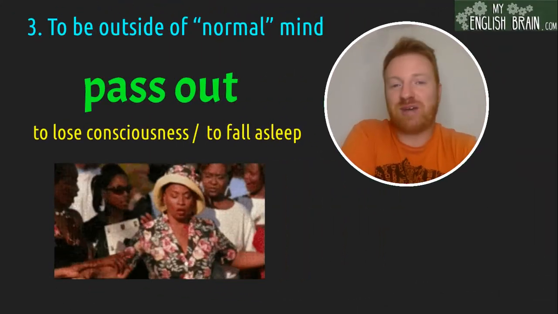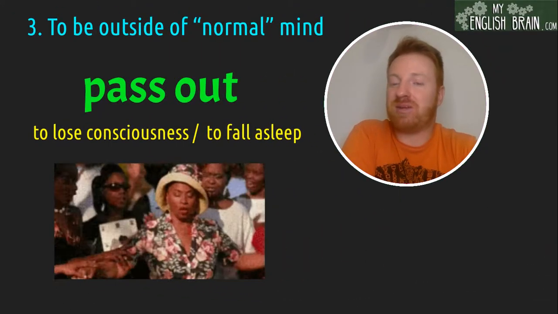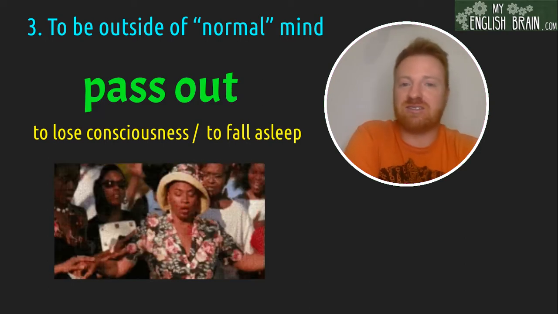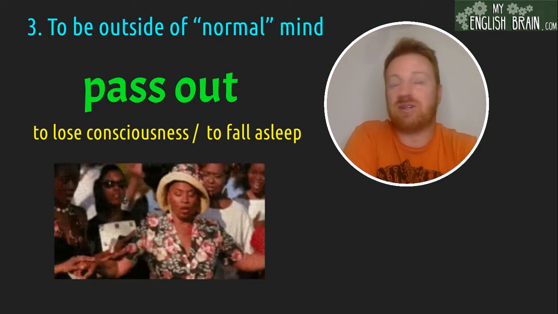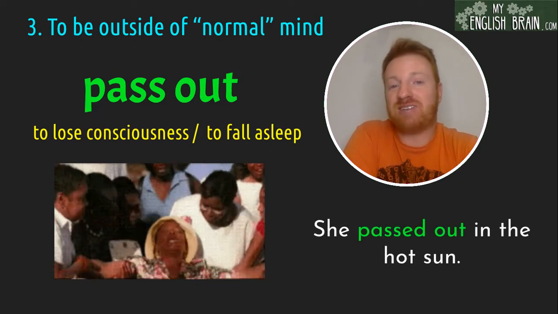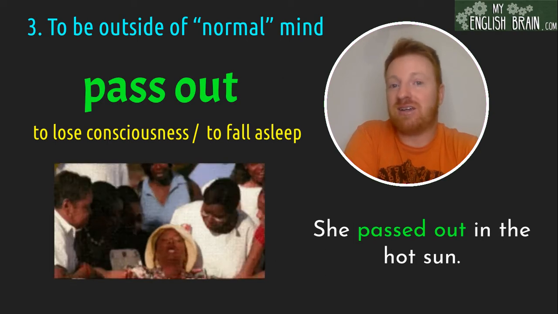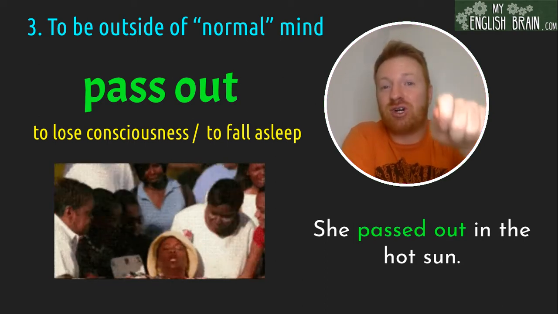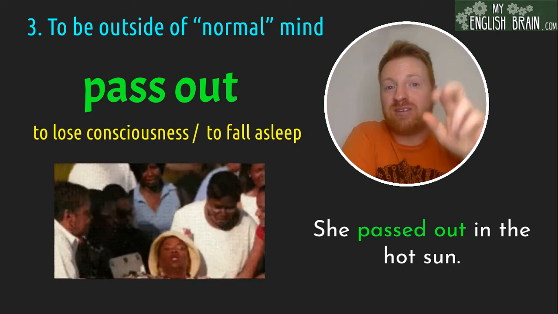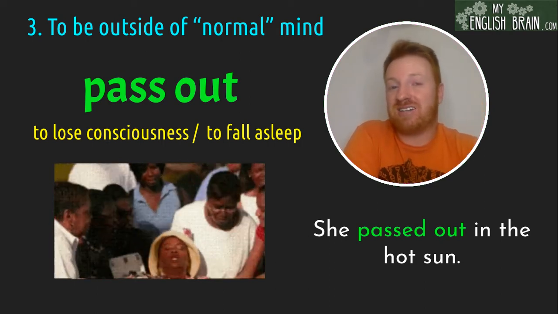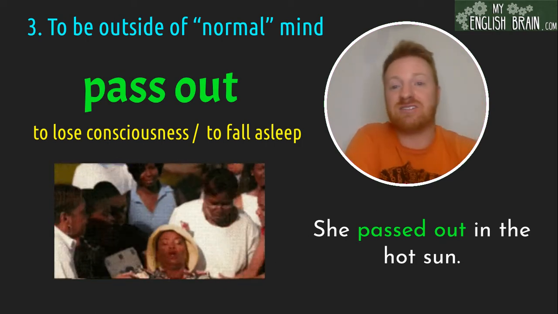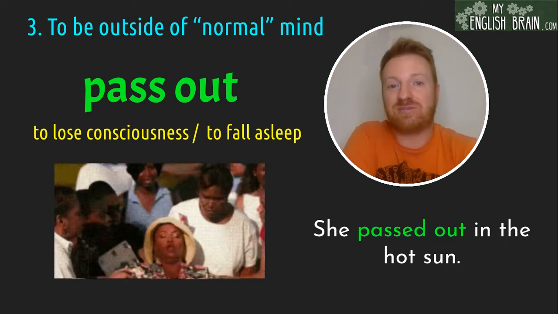Next up is pass out. Pass out means to lose consciousness or to fall asleep. So for example, she passed out in the hot sun. This means that her mind turned off. Her normal mind stopped working. In this context, she loses consciousness when she passes out.